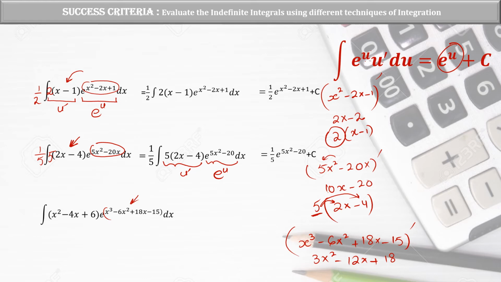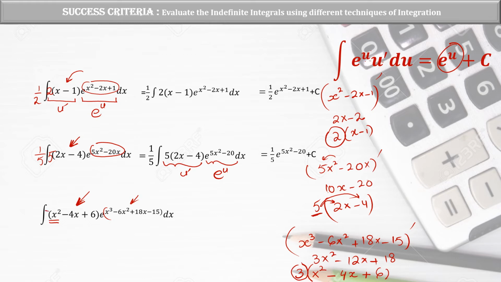Now closely check which number is missing. So if I look at the first term, I can see very closely that 3 is missing. So let's try to take the 3 common and check if this matches to our given function or not. So take 3 common, we will get x squared, minus 12 divided by 3, we will get 4x, plus 18 divided by 3, we will get 6. So it is written here. So we can say that 3 is the missing number.